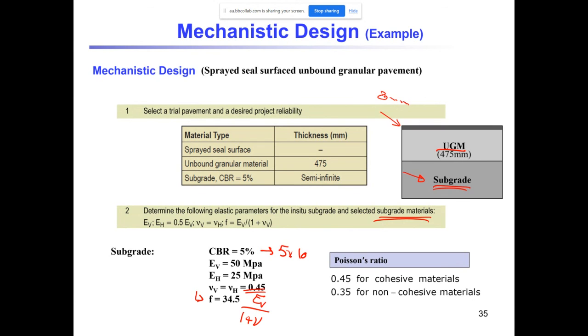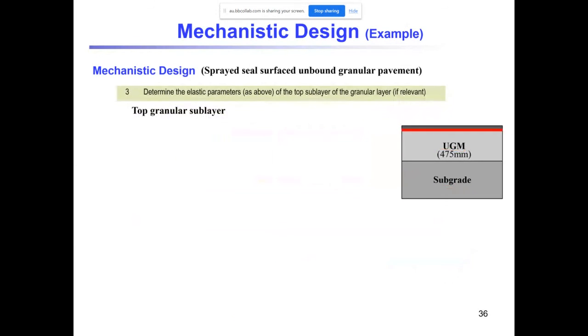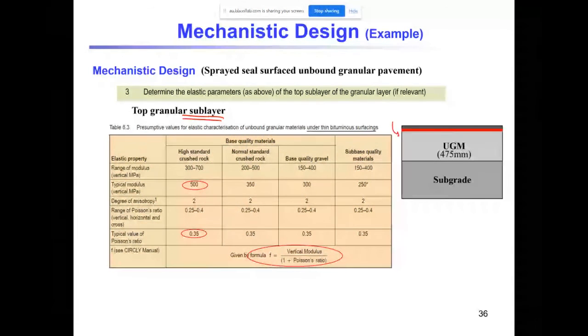So in the second step, we determine the material parameters for subgrade. We cannot use CBR. We need to use elastic properties for mechanistic design. Now for the granular layer. It's a granular layer, therefore Young modulus is changing in depth. So we need to divide the whole layer into some sublayers. And based on Austroads, we need to divide it to 5 sublayers.